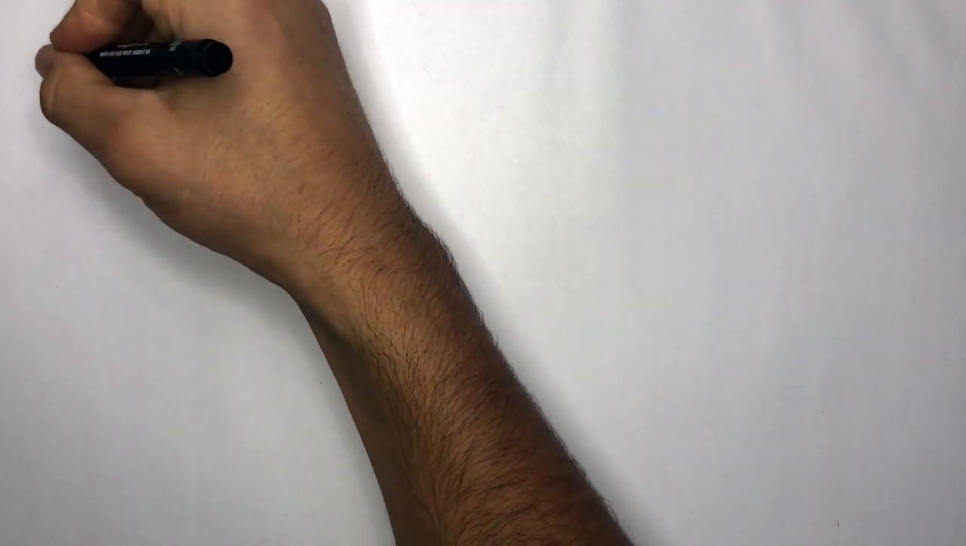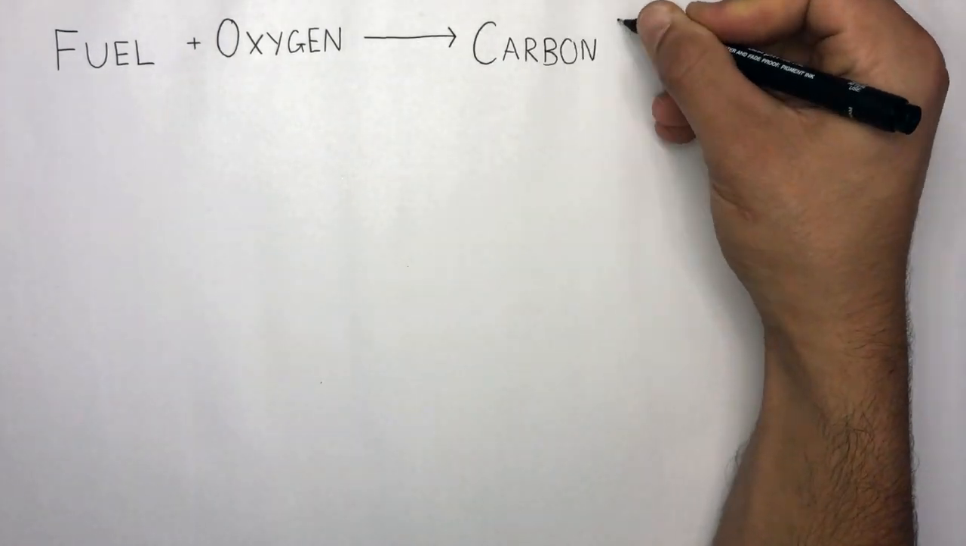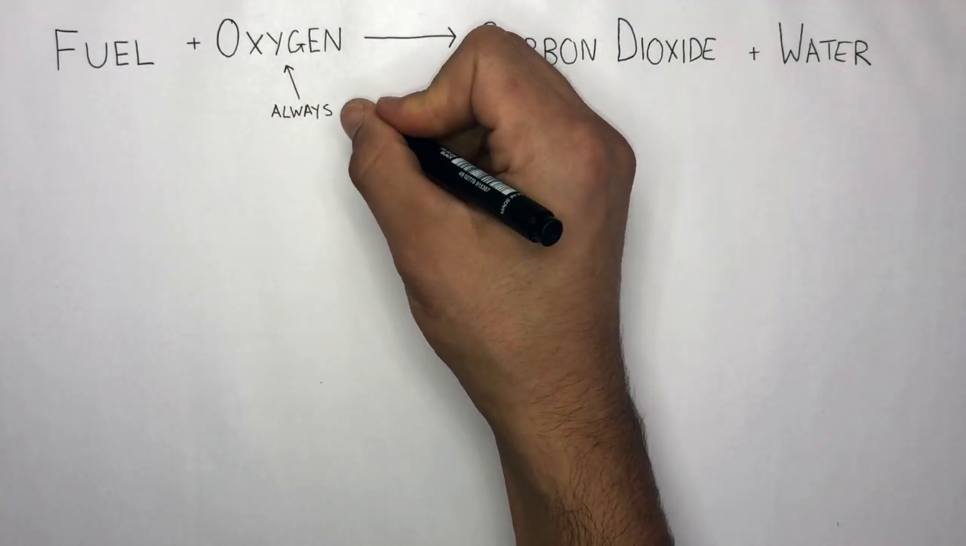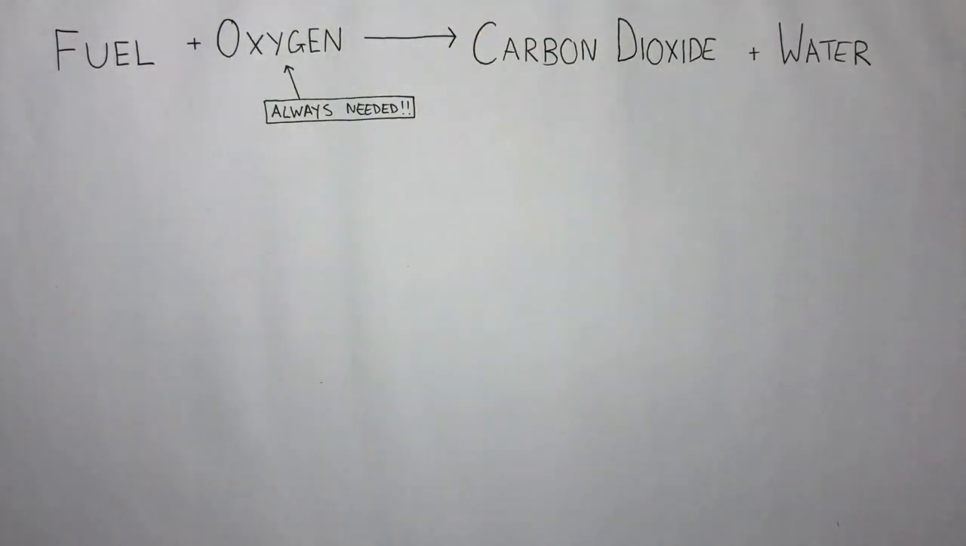The general word equation for combustion is when a fuel reacts with oxygen to produce carbon dioxide and water. In combustion, oxygen is always needed. Combustion will not happen without oxygen.